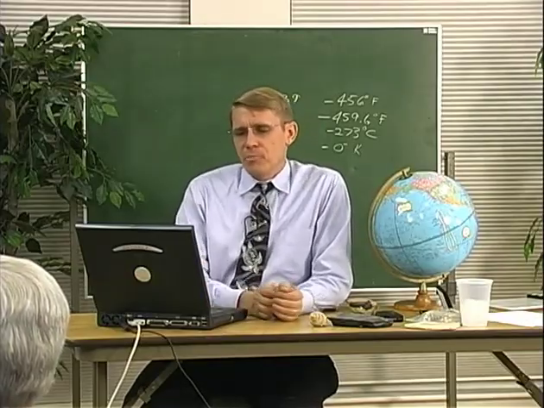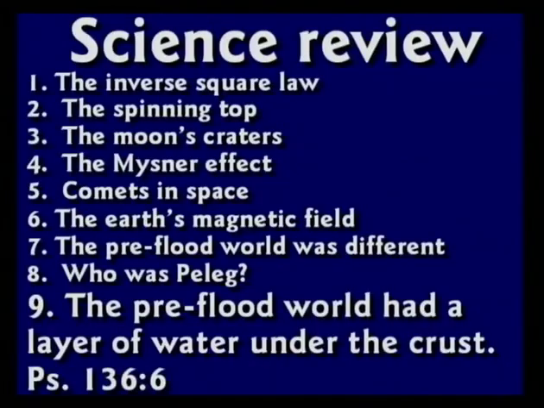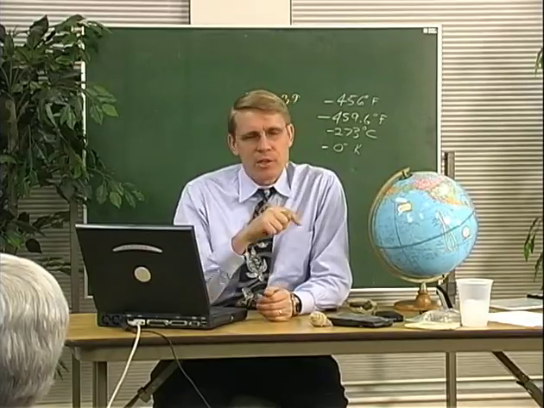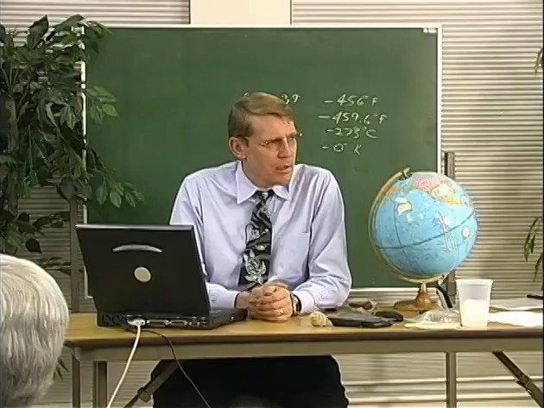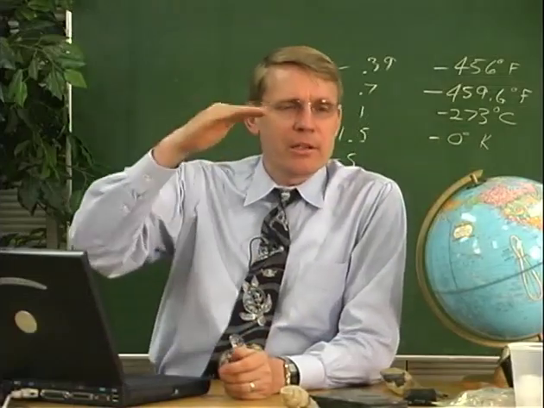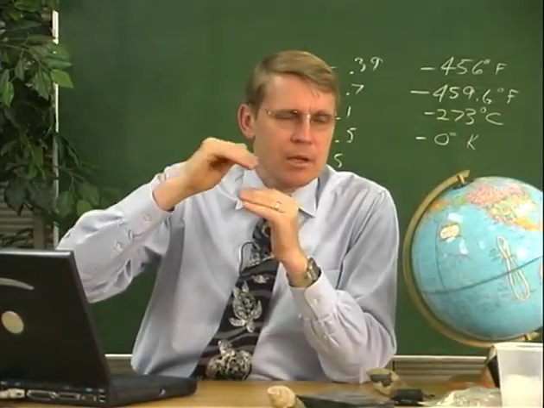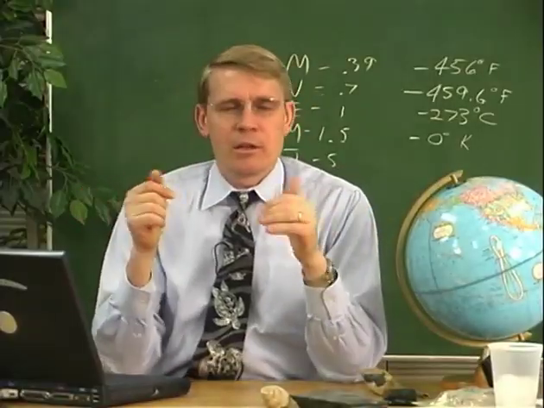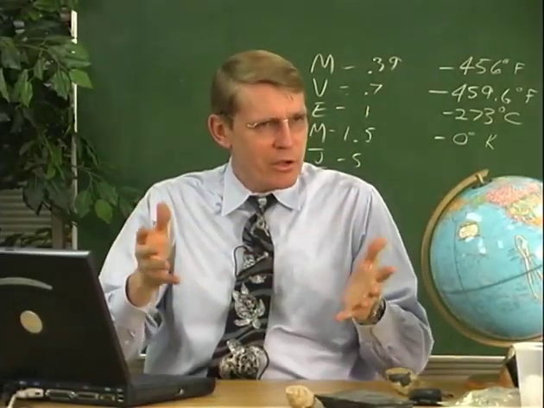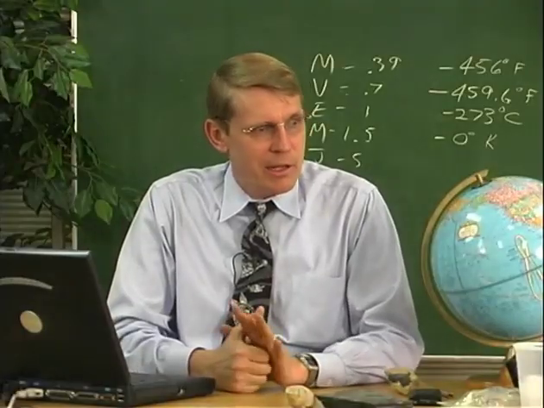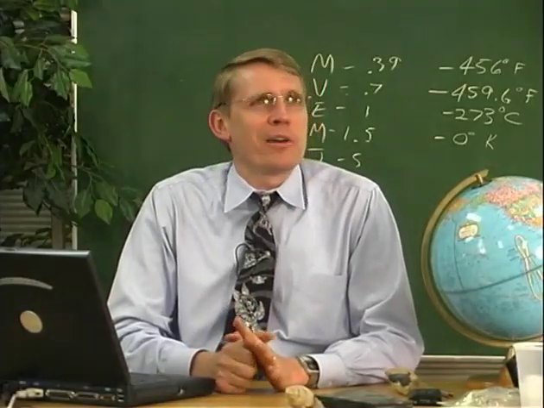And number 9, the pre-flood world, according to the Bible, had a layer of water under the crust of the earth. Now this is critical to keep in mind. The Bible tells us in Psalm 24, the earth is the Lord's, and the fullness thereof, the world and they that dwell therein. For he hath founded it upon the seas, and established it upon the floods. What does that mean? God built the earth on top of the water. Now some people 500 years ago were teaching that the earth is flat and sitting on a layer of water, which is sitting on the back of a camel or the back of a turtle or something.